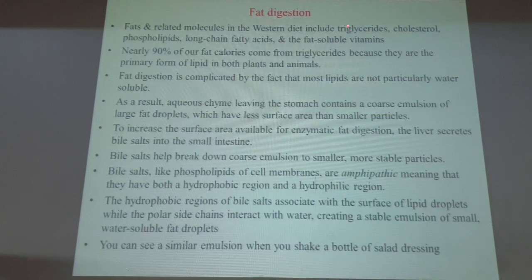Okay, so we have triglycerides, cholesterol, phospholipids, long-chain fatty acids, and we have important fat-soluble vitamins.